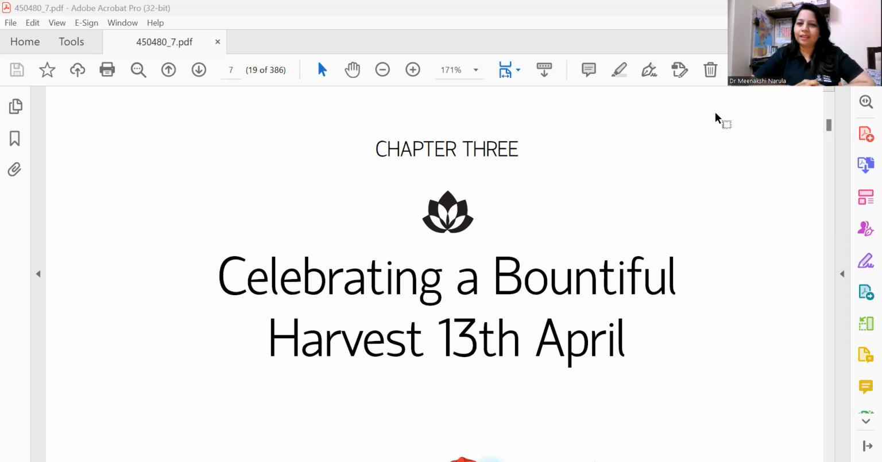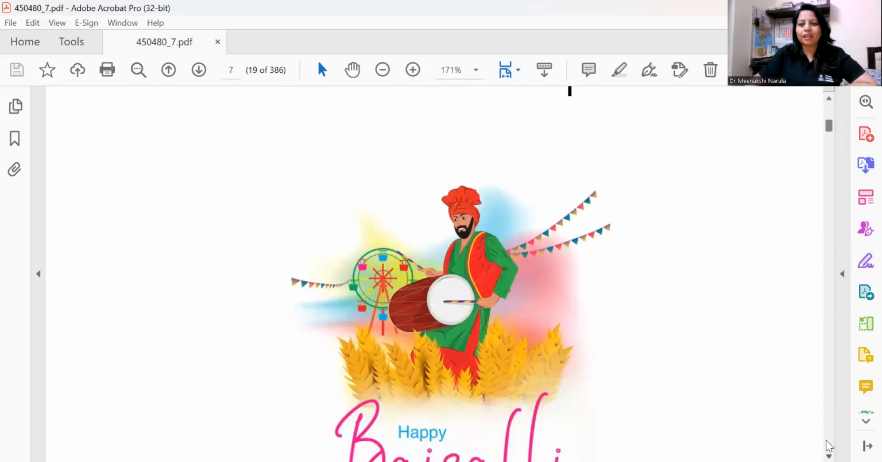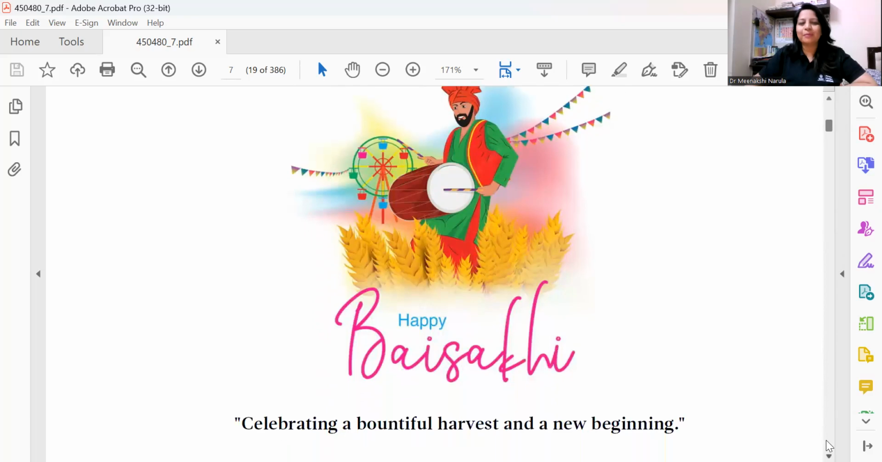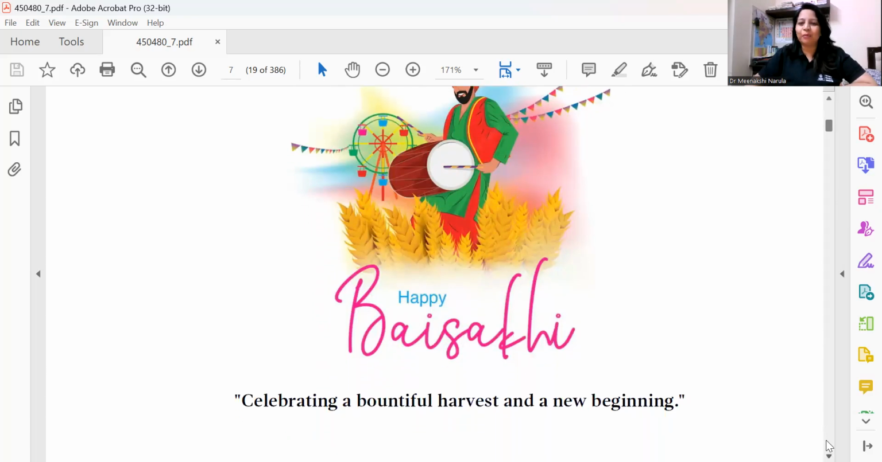My dear educators, I am going to share with you some wonderful, amazing activities for celebrating a bountiful harvest. 13th April, this is Baisakhi, right? We celebrated all over. So, how and what sort of activities can we conduct? Let's talk about Baisakhi, celebrating a bountiful harvest and a new beginning.